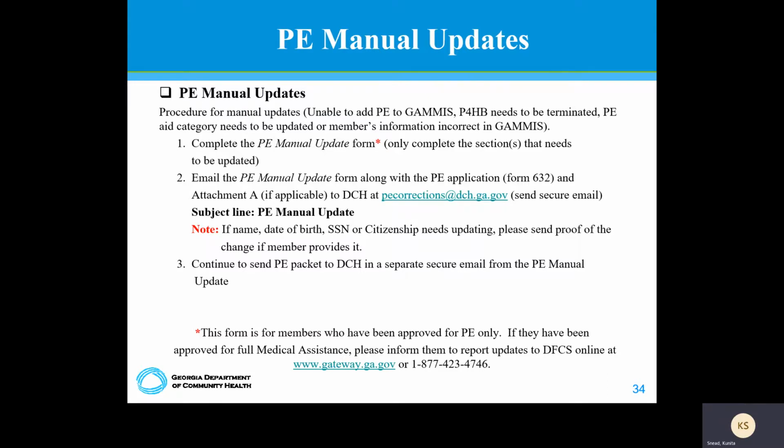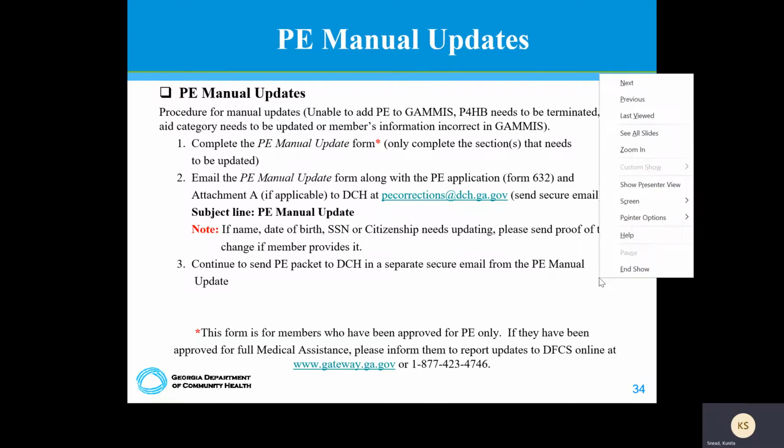If the P4HB needs to be terminated, you need to complete this form. If you mistakenly selected the wrong aid category for that particular person and you've hit submit, once you hit submit, you cannot go back and update anything. So if that's the case, then this form will need to be completed. And then also, if the member's information in the system is incorrect, once you're adding them, you will have the opportunity to update some of the information, but some of the information may be grayed out so that you cannot update it. If that's the case, that is when you will complete this form.